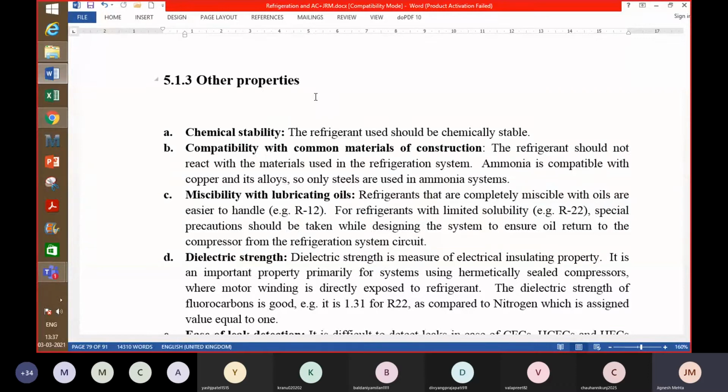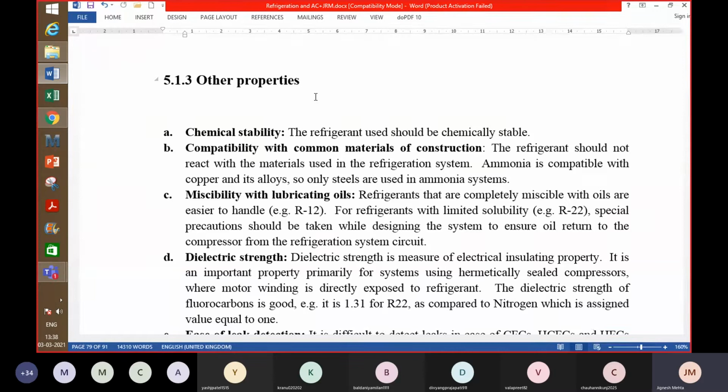Then compatibility with common materials of construction. So whichever material you are going to use, copper or aluminium or probably plastic materials at joints, etc. It should not react with those materials, so you have to see the compatibility of the materials also. If an ammonia system is used, ammonia is not compatible with copper and its alloys, so you have to use only steel in ammonia systems.